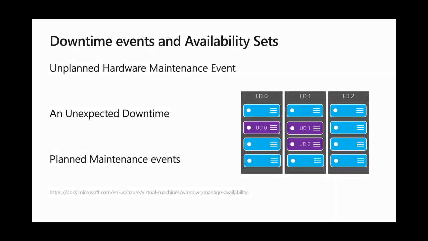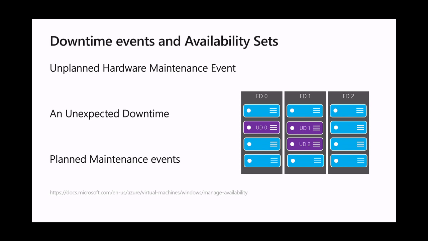Now, when we have a look at what Azure Availability Sets protect us against, there are three different types of events. The first event is unplanned hardware maintenance, and that just means that Azure detects a problem in the underlying hardware and believes that the hardware may fail soon. Therefore, a maintenance event is being scheduled, which is out of cycle. These could be quite short term.